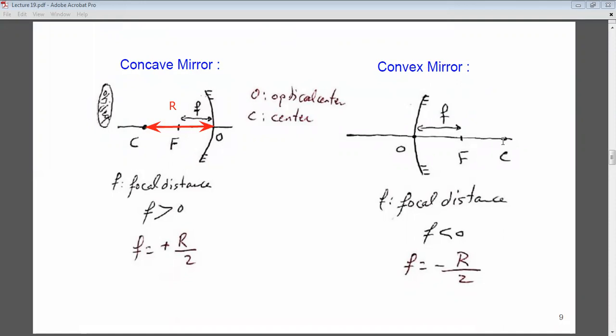In case of the convex mirror, it is the same thing. So this is the center over here, and F is exactly in the middle, but here you have to see that this is the convex mirror, everything comes from this side. So the rays come from this side, and this distance here is negative. So it is minus R over 2. O, the center of the mirror, is called the optical center, and C is the center of the big circle or the big sphere that makes this concave and convex mirror. So these are general information.